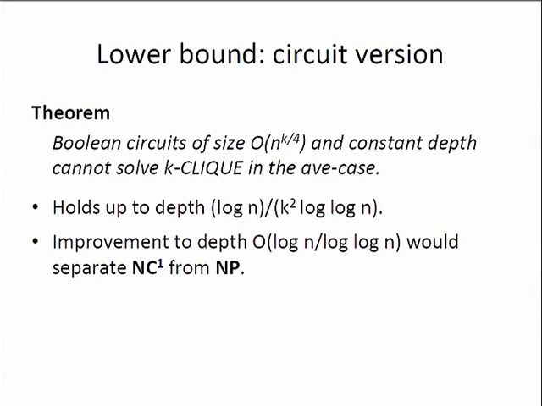Just to mention some things about this result. This in fact holds not just for constant depth, but for depth up to log of n over k squared log n. And this is really almost tight, because if you could improve this to any depth of order log n over log log n, then that would imply a separation of complexity classes NC1 from NP.